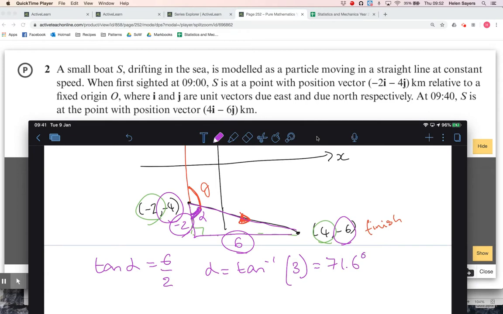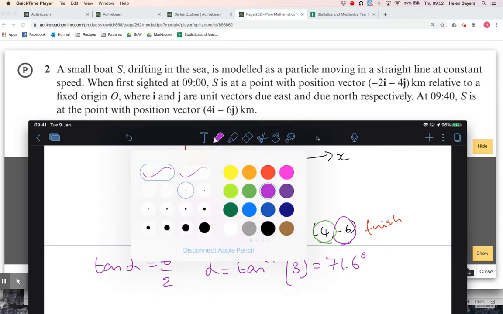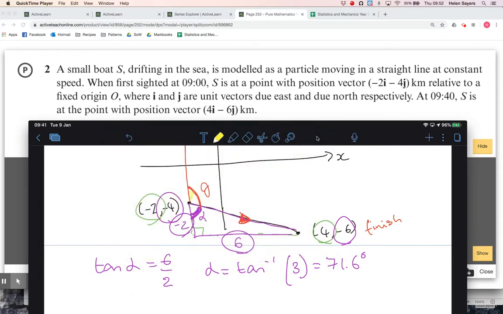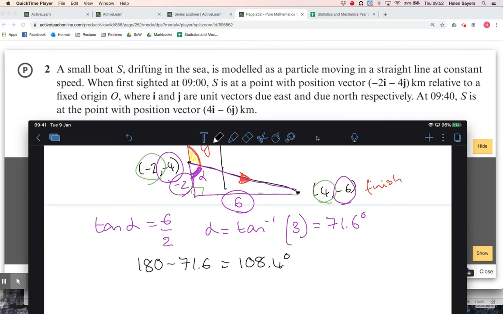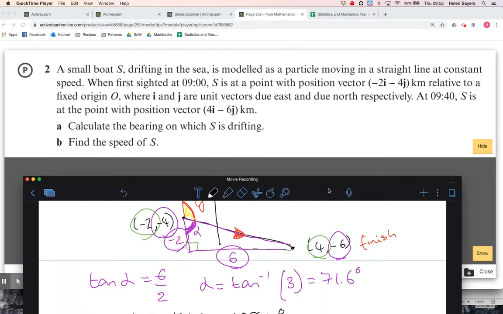So the bearing obviously is measured from due north. So that angle there is just going to be 180 minus 71.6, so 108.4. Well, that's to 4 significant figures, but anyway, as a bearing, you'd always just give it as 3 figures. Okay, and then find the speed of S.